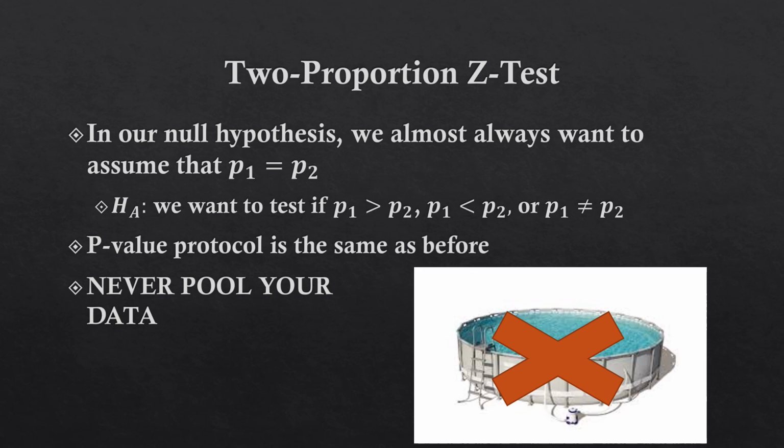You can either reject or fail to reject the null. Last thing I'm going to point out is that on your calculator, it will ask you for a two proportion z-test if you want to pool your data. I'm not going to talk too much about what that means. All you need to know is that you're never going to pool your data. We never deal with a situation in our class where we have to pool it. So just know that on your calculator, you will always hit no for pooling your data.